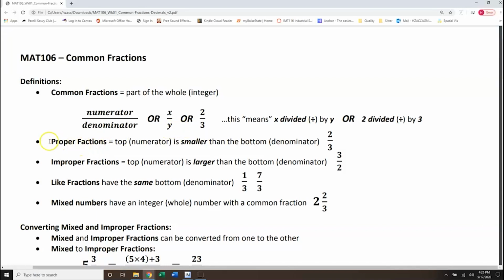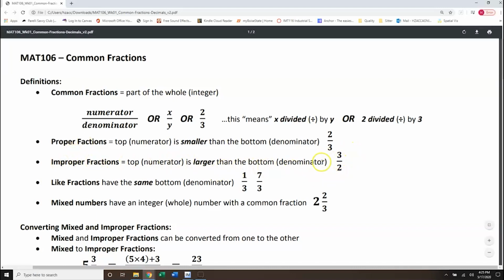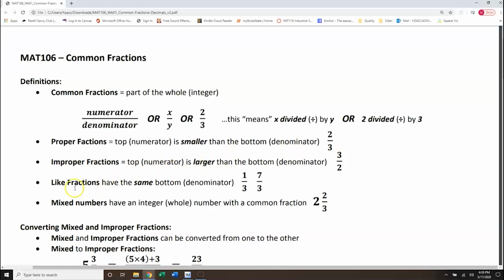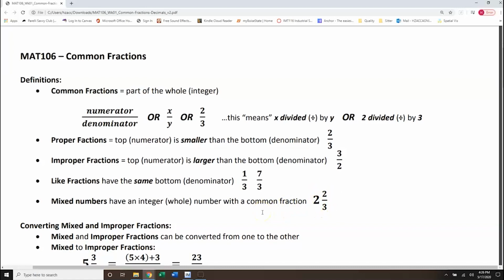Proper fractions are fractions that have a smaller number on the top than on the bottom. So the numerator is smaller than the denominator. Improper fractions are fractions where, like the 3/2 here, we have a numerator that's larger than the bottom. Like fractions mean that the denominator, or the bottom number, is the same, and mixed numbers are whole numbers with a common fraction behind it, like 2 2/3 that you see here.